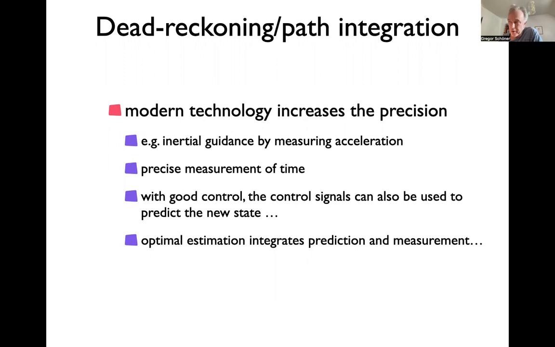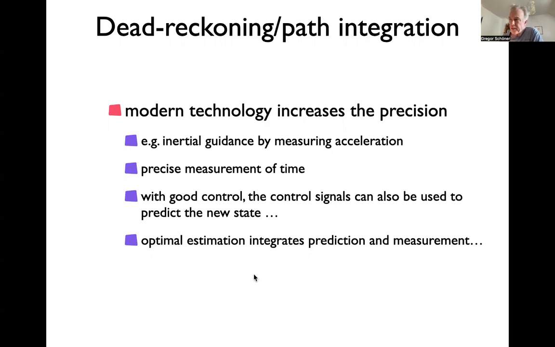And then you can use modern techniques, Kalman filtering and so on, to integrate both prediction and measurement in an optimal way. So these systems are quite good today, and there are many uses of that. That's also how, for instance, even your iPhone interpolates in a way between events where it can reset itself, and I'll come to that in a moment.